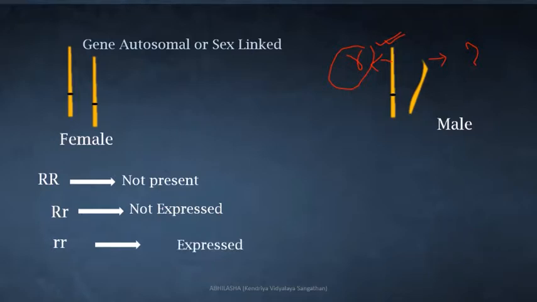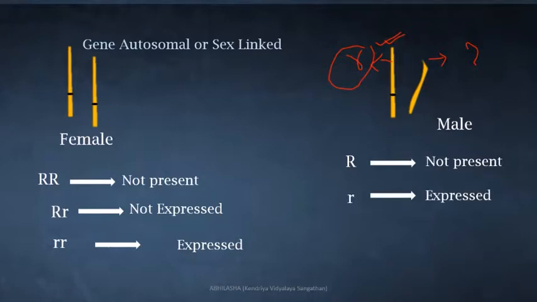Now, if it is male, if it is a single copy of R on X chromosome, small r is absent, the trait is not there and it is not seen. But if a single copy of small r is present, then since there is no corresponding capital R to suppress it, it will be expressed. So in males, a recessive trait, even if present in single copy on the X chromosome, will be expressed.